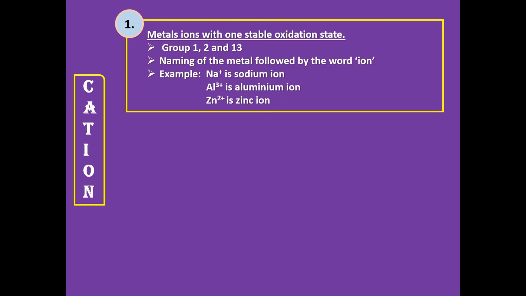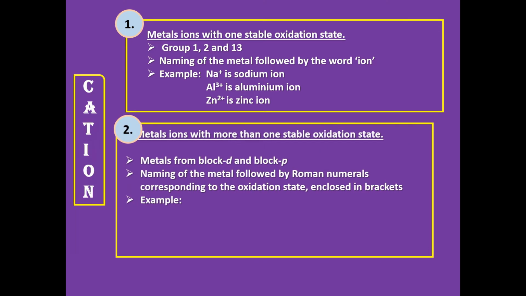Nomenclature of cation. First part, metal ions with one stable oxidation state. Metals from group 1, group 2, and group 13. Naming of the metal followed by the word ion. For example, Na+ is sodium ion, Al3+ is aluminium ion, Zn2+ is zinc ion.